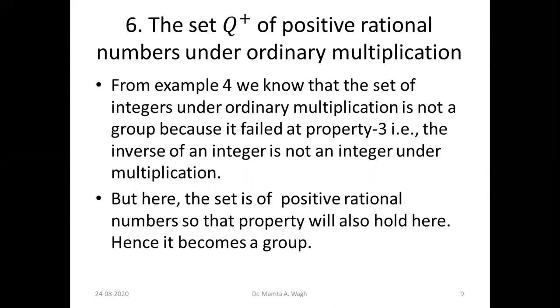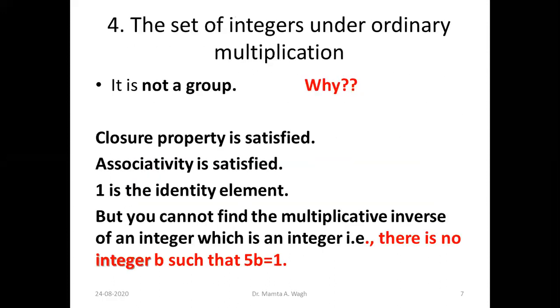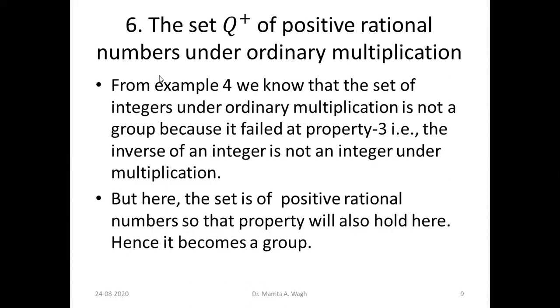Now from example 4, what was example 4? Example 4 is the set of integers under ordinary multiplication. This was not a group. From example 4, we know that this set of integers under ordinary multiplication is not a group. Why was it not a group? Because it failed at property 3 when we were finding the inverses. The inverse of an integer was not an integer there, but a fraction. That was a rational number.